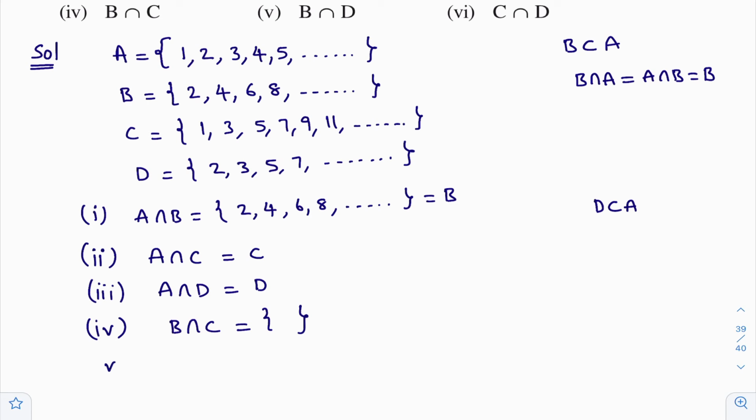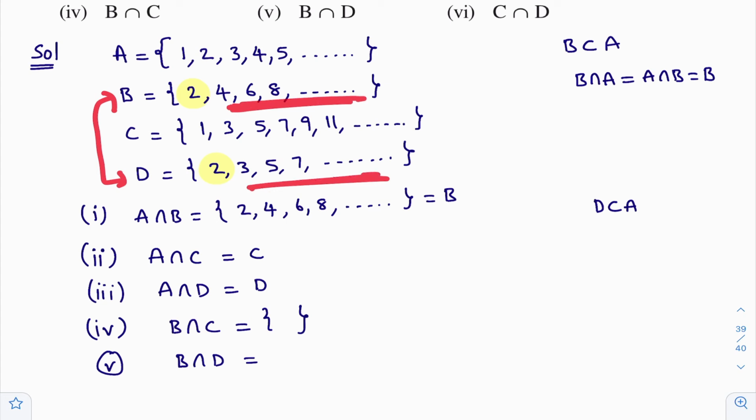Okay, the fifth bit. What is the fifth bit? The fifth bit is B intersection D. You observe set B and set D. Is there any element common in both? D is the set of all prime numbers. We know that among prime numbers, 2 is the only even prime number. The remaining prime numbers are all odd numbers only. So here, in B intersection D, 2 is the element which is common in both the sets. There is no other element common in both the sets. Here these are all even numbers, here these are all odd numbers.